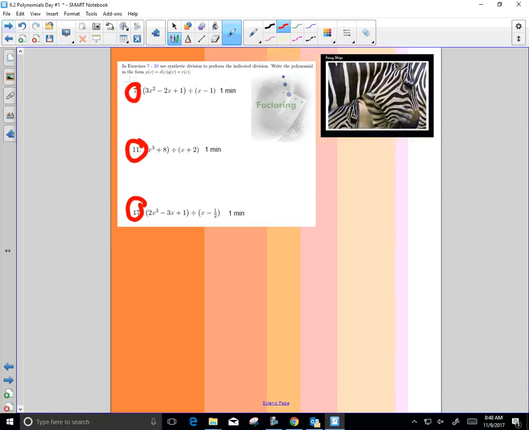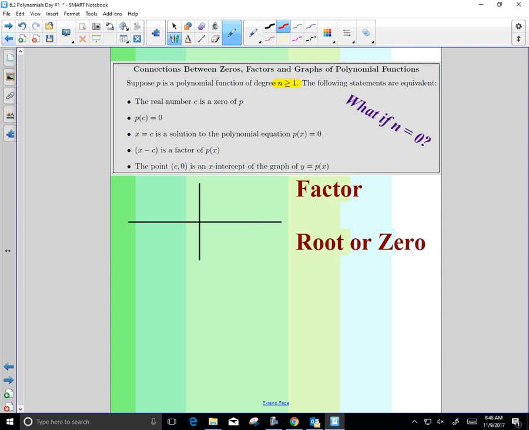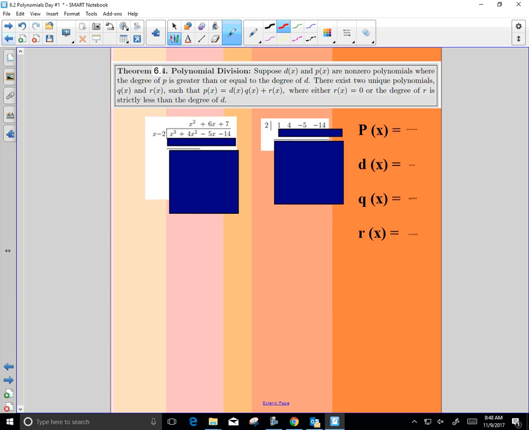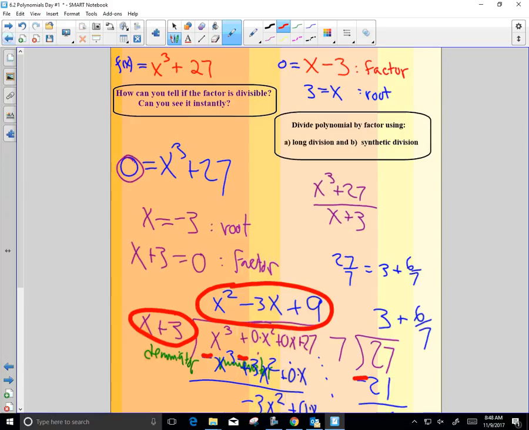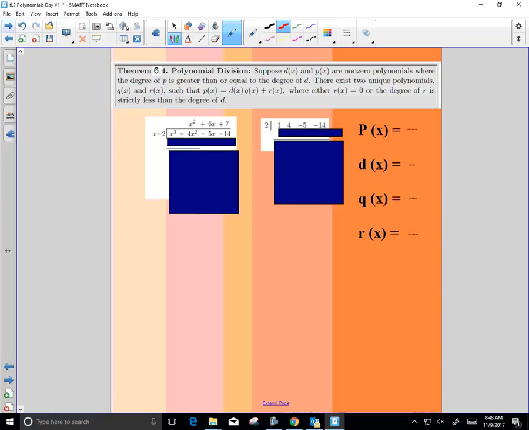do you want to do the shortcut? Want to see the shortcut? This is synthetic division. Synthetic division is awesome. And let's do it this way. All right, first thing I'm going to do is I'm going to do this one with long division. I'm going to show you one more time long division.